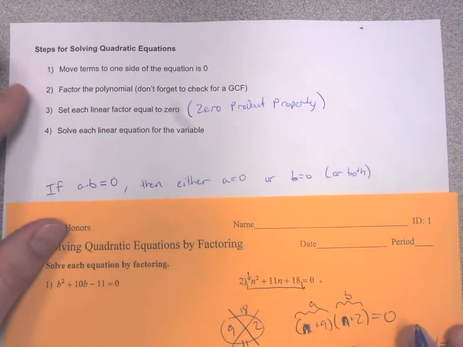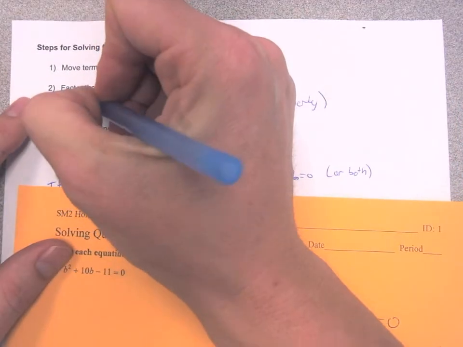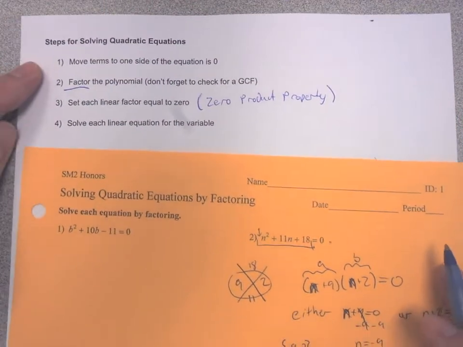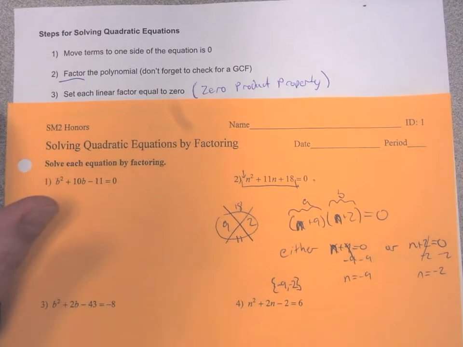And when you look at these steps here, step 2, factor the polynomial, that might mean several different things because we have several different methods of factoring. So we're going to take a look at a couple more situations here and see if we can talk about some different factoring scenarios.